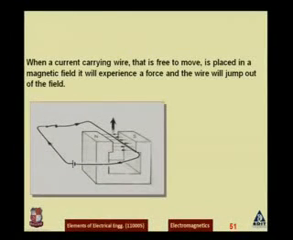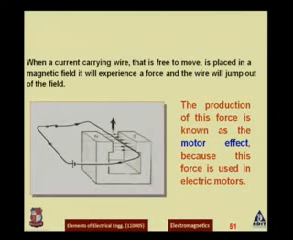When a current carrying wire that is free to move is placed in a magnetic field, this one is the wire. If we put it free in the magnetic field, what will happen? It will experience a force and the wire will jump out of the field. The production of this force is known as the motor effect, because this force is used in electric motors. So now you can say that by this principle the motor is working.